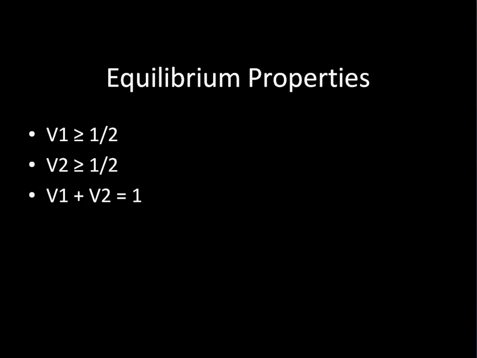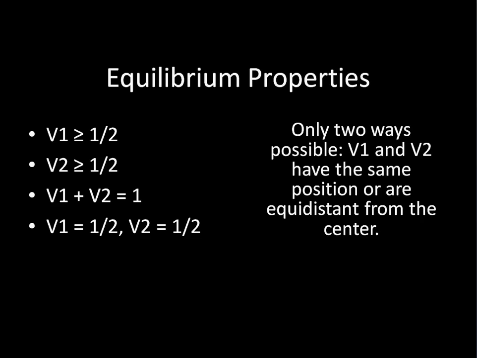So if you have those three properties, you can do a little bit of mathematical simplification here, and you'll see that vendor 1 has to be getting one half, and vendor 2 has to be getting one half in equilibrium. This is only possible in two ways now: if vendor 1 and vendor 2 have the same position on the beach, or equidistant from the center of the beach.